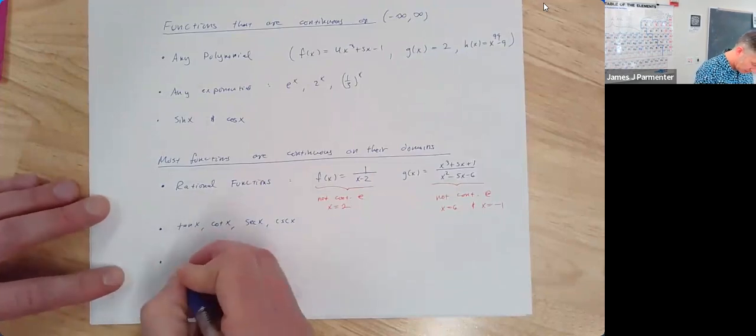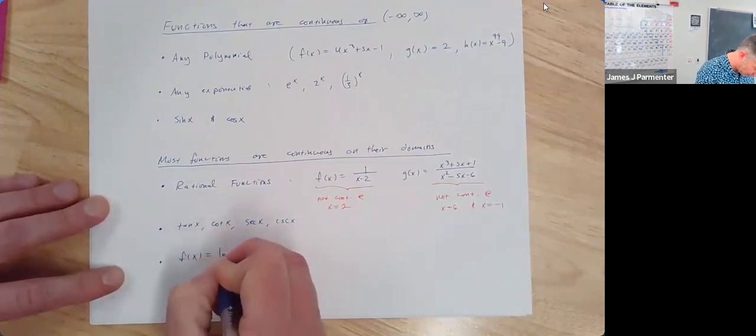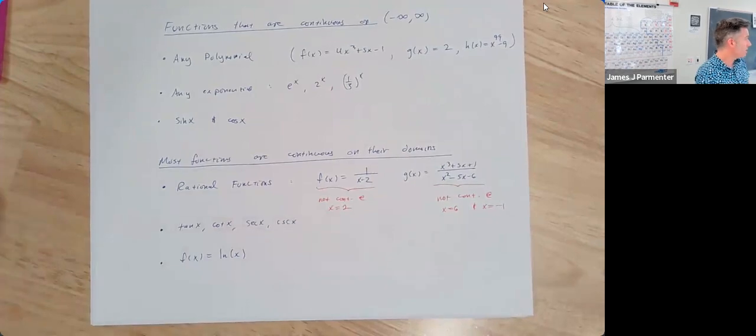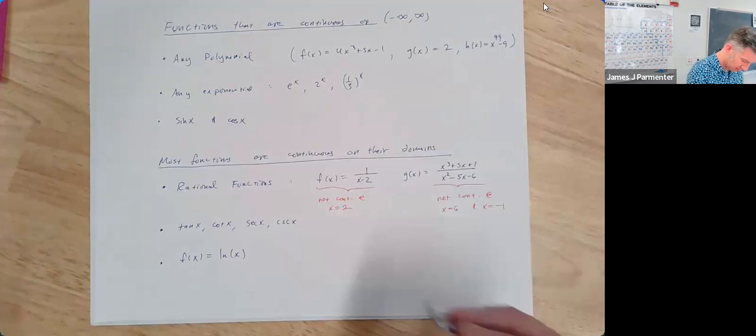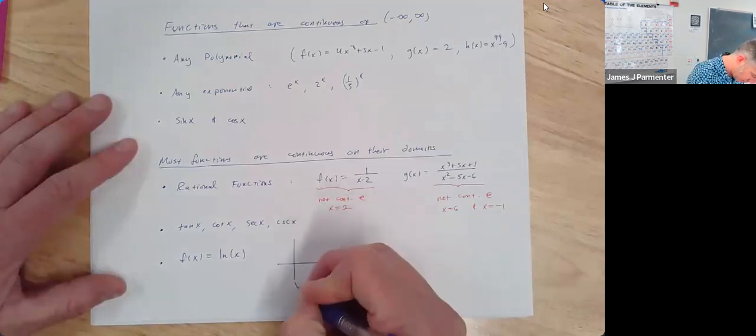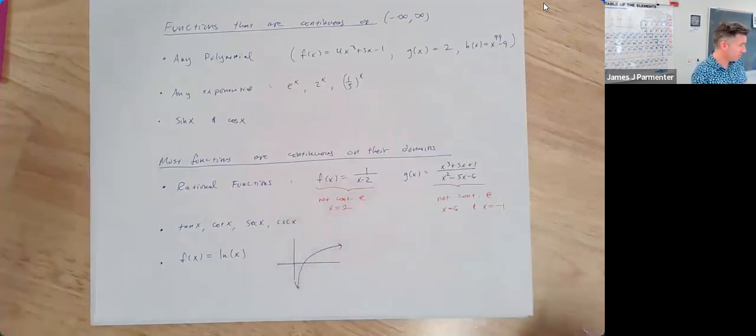And then, oh, one more. F of x equal to the natural log of x. Totally continuous. It's funny because we totally say it's continuous on its domain. It looks like this. Definitely continuous wherever it's defined, right? There's no discontinuity there. It's just that it's not defined when x is 0 or negative. So yeah. And then even roots.